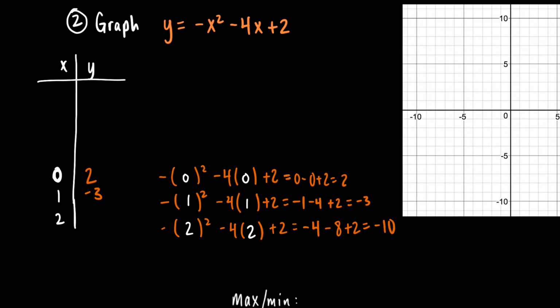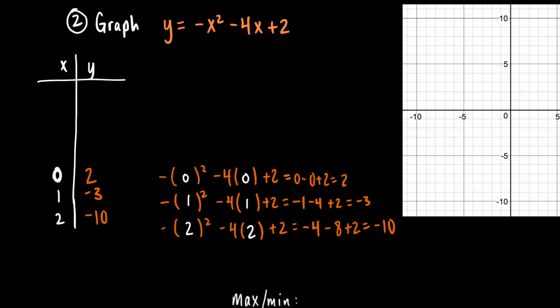And so what you'll see on these, when you have a quadratic function, is they start to change, and then they really change quickly. So this was 2 to -3, which is a jump of 5. This is -3 to -10, which is a jump of 7. As you keep going down here, like if we went to 3, it jumps even further and starts to jump faster. So the change in the y value gets bigger.